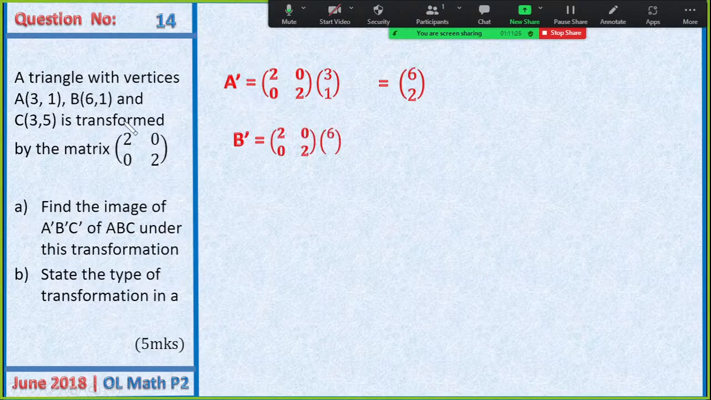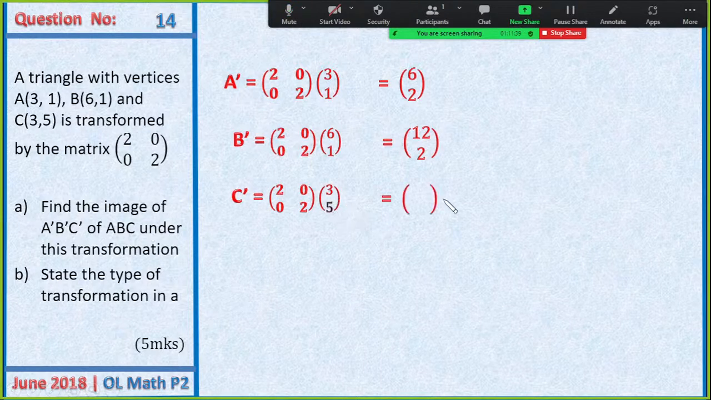B' will be this transformation matrix times the point B, which is (6, 1). This will equally give us (12, 2). And C' will be this matrix times the coordinate of C, that's (3, 5). And that gives us that. So these are the coordinates of the image.